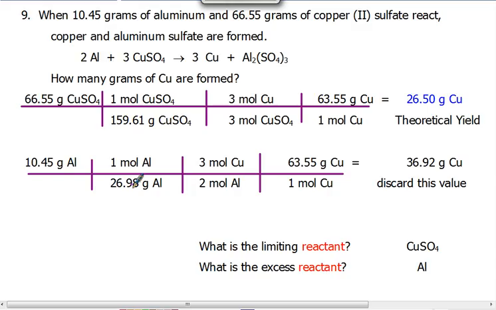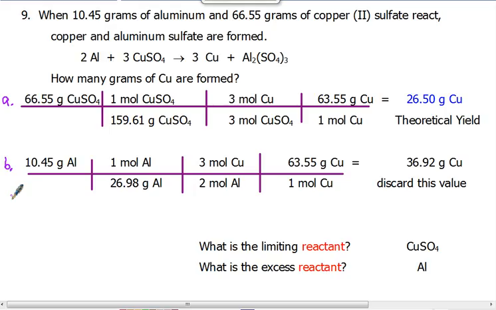This one, again, in your future the givens will actually be given separately. So it'll say, Kellen has 10.45 grams of aluminum. How much copper can he form? 10.45 grams of aluminum. He gets an answer. Kellen has 66.55 grams of copper sulfate. How much copper can he form?